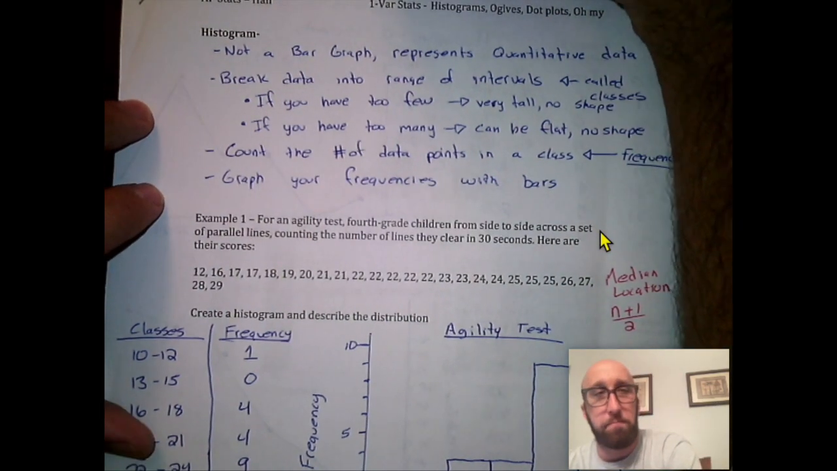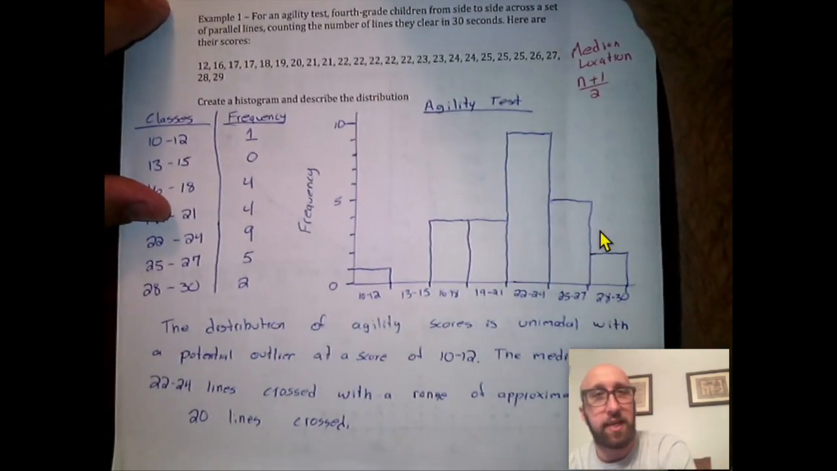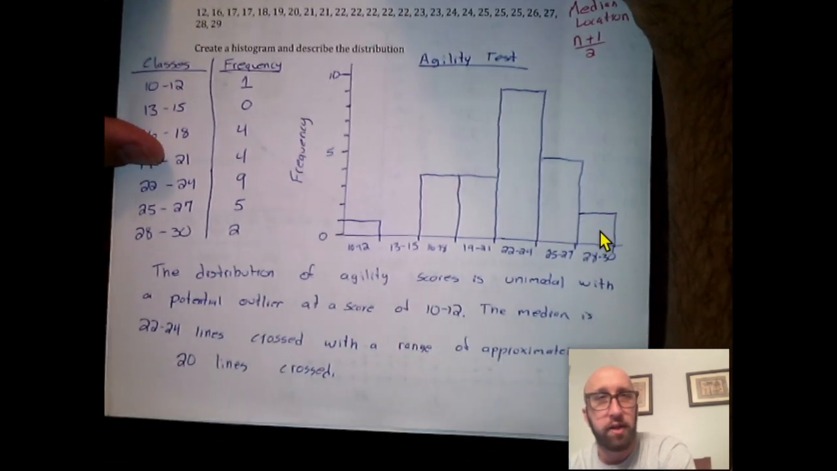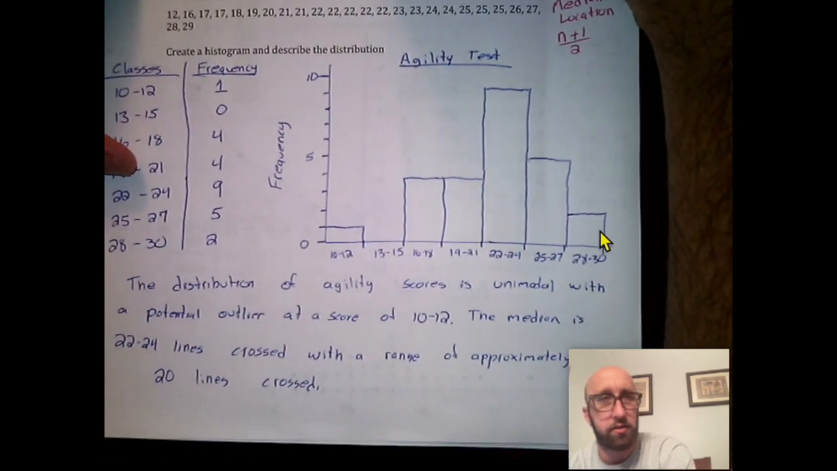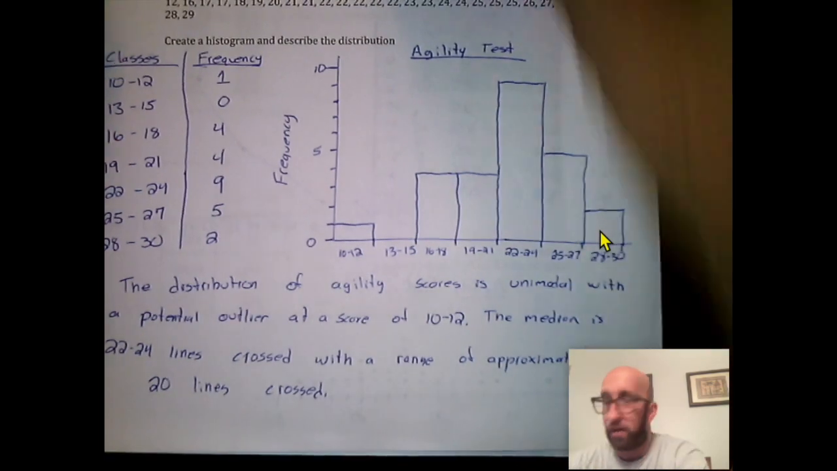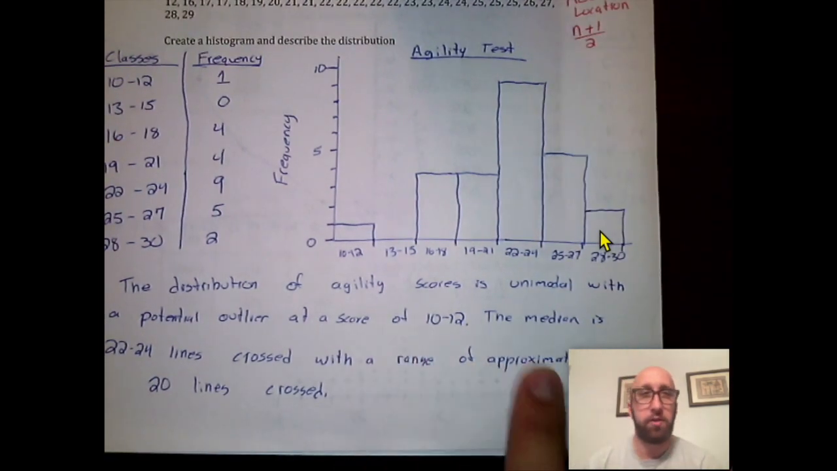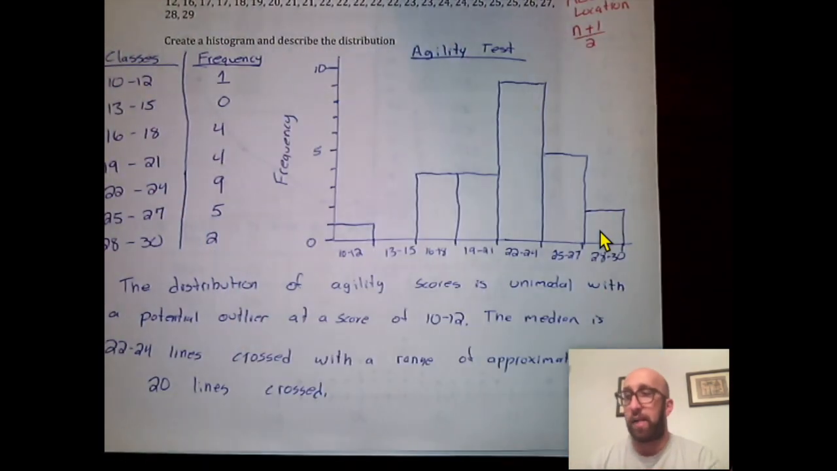Down here on the bottom is an example. This example is an agility test. You might be familiar with it, where you hear beeps and see how many lines you can cross. If you want to pause me and write all of this down, go for it. Pause me, write all this down, and then I'll talk through it.